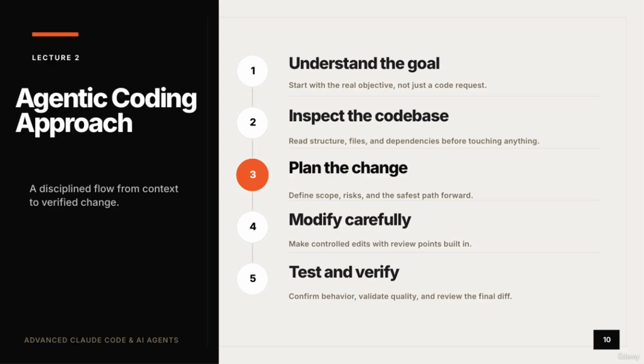After that, plan the change carefully by defining the scope, identifying potential risks, and choosing the safest path forward. Then, proceed to modify the code thoughtfully, making controlled edits and building in review points to ensure quality. Finally, test and verify the changes by confirming that the behavior matches expectations, validating the quality, and reviewing the final differences. This structured process helps ensure that every code change is well informed, safe, and effective.